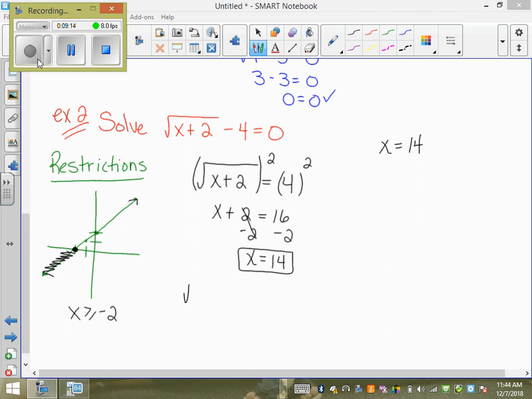So we can go square root 14 plus 2 minus 4 equals 0. Square root of 16 minus 4 equals 0. 4 minus 4 equals 0.